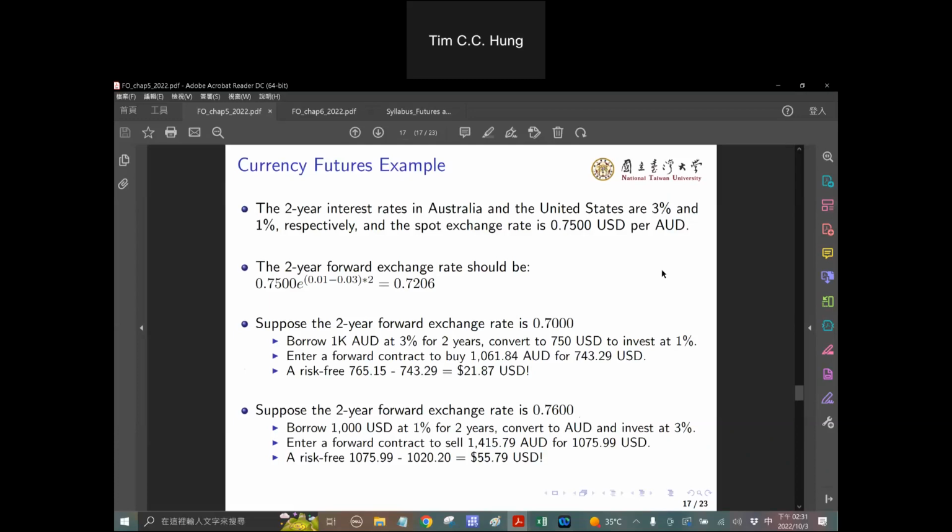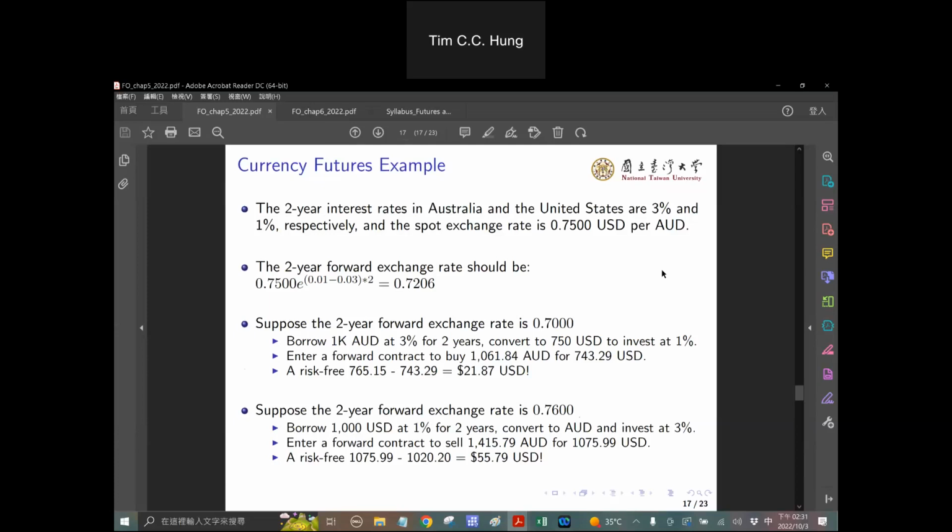If you do the math, you see that the answer equals 0.7206. Basically, it means that the fair futures contract should be that we will be exchanging $1 Australian for 72 cents US dollars in 2 years. Otherwise, there will be arbitrage opportunities. Let me show you where the arbitrage opportunities are.